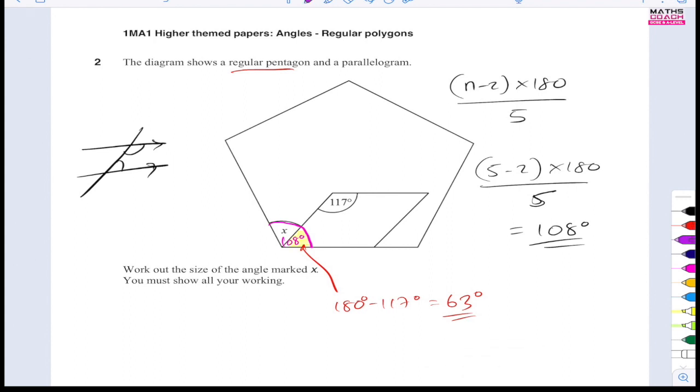What will X be? Well, to find X, we just do 108, because remember, the entire angle is 108, take away our 63, and that leaves us with X, which is 45. So that's what X is equal to.